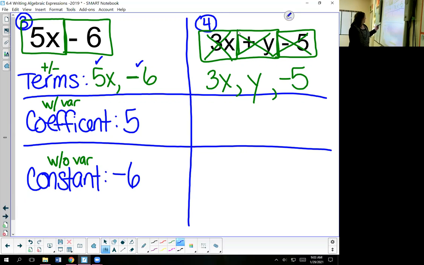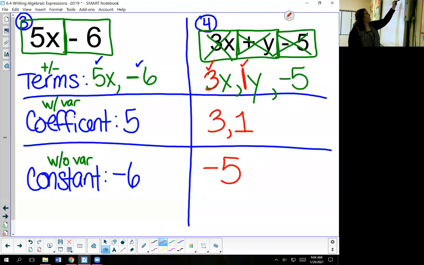Okay, coefficient is your number with a variable. Okay? All right, look at these terms now. Ooh, 3 is with a variable. So 3 is a coefficient. I have a variable again. I have a y. So remember, we don't see a number in front. It is a 1. So guess what? 1 is a coefficient. So I took care of 3, took care of the y, the 1. Does -5 have a variable? So it's not a coefficient, it goes in this category. It's a constant. So again, variable versus not a variable.